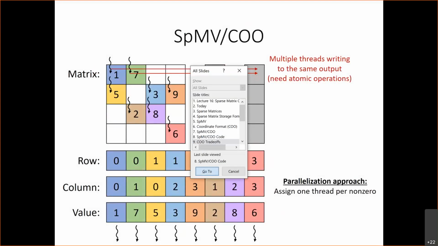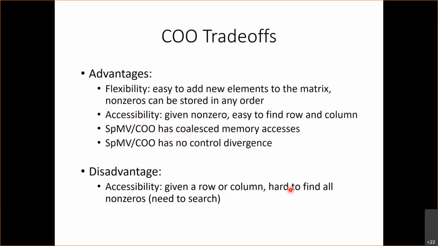So if we look at accessibility, given a row or a column, it's hard for us to find all the non-zeros. We need to perform a search. And the other disadvantage is that because we cannot do this, we have to use atomic operations. So these are some of the advantages and disadvantages of COO.